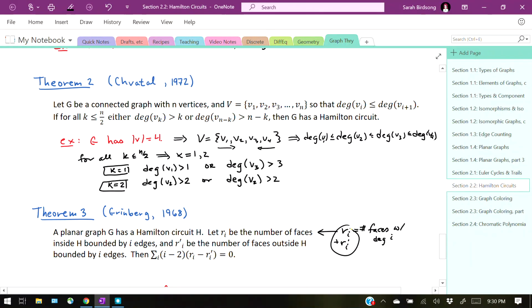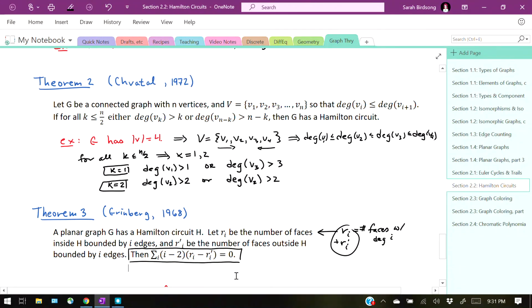Okay, so that's sum. Now, then Grinberg tells us that we actually have a formula, and this is the key thing in this particular theorem, right here, that if you take i minus 2 multiplied by the difference of the number of faces with degree i that are inside the circuit versus outside the circuit, you do that then for each i, so i being the different number of edges that would bound your face, when you sum it all up, it'll equal 0. Now, please note, it's only going to equal 0 here if you actually have that Hamilton circuit.